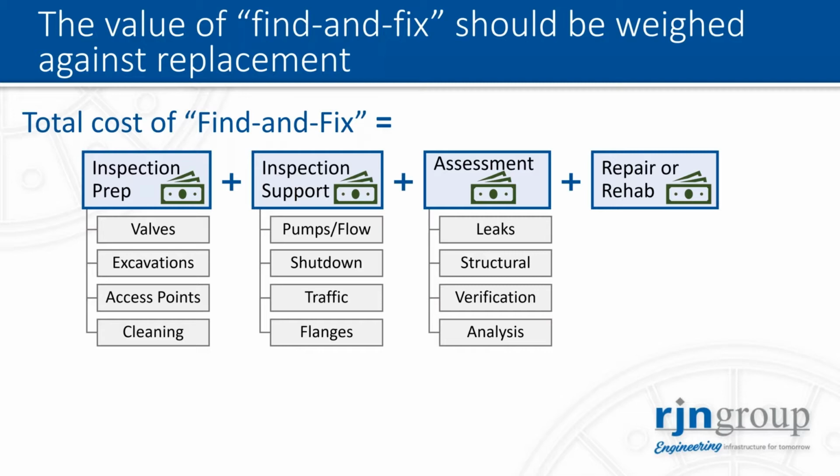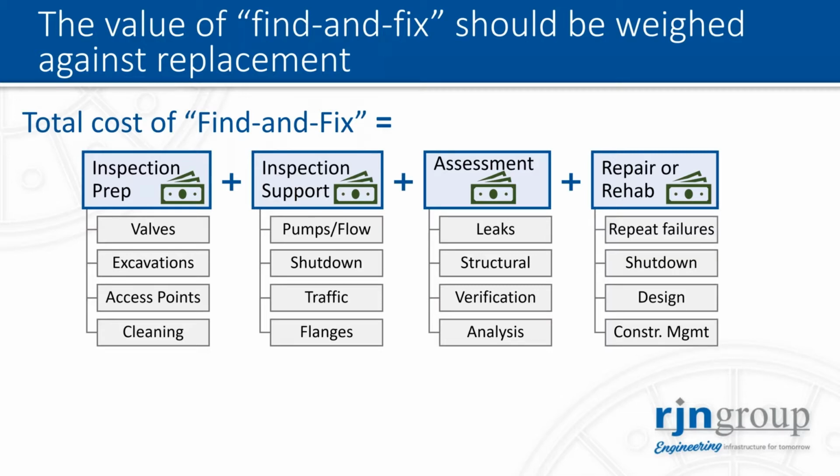And then the last one, repair and rehabilitation, thinking through what is the risk of repeat failures. If we know some of this damage, some of the leaks, some of the pipe wall weakening is undetectable, what is the risk of repeat failures, and what's required in terms of shutting it down to get these repairs or rehabilitation done, and then the design and construction management. We got to make sure this entire package is weighed against replacement.